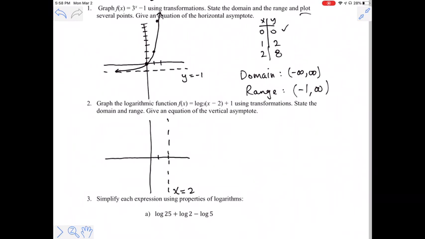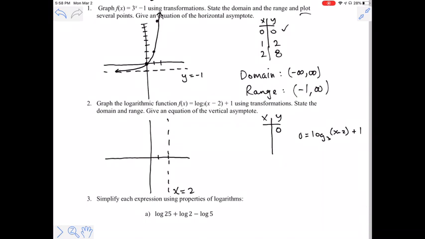Now, next step is to find the x-intercept. You find the x-intercept by letting y equal 0. So in that case, you solve an equation. Instead of f of x, equals 0 equals log base 3 of x minus 2 plus 1.